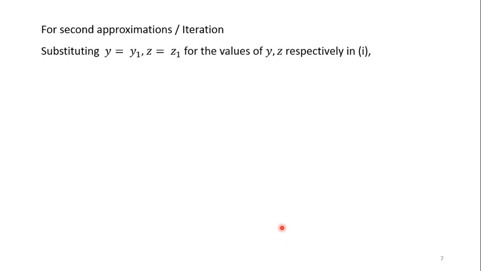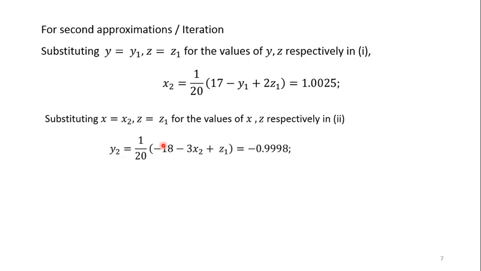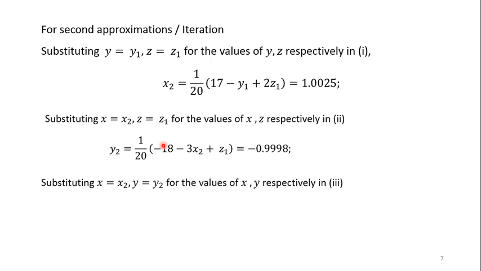For the second approximation, substituting y = y1 and z = z1 for the values of y and z, similarly you proceed to get the value of x, which we denote by x2. Then you proceed to find the value of y as y2. Then for finding z as z2, you put in the modified x2 and y2. The value is 0.99 approximately.